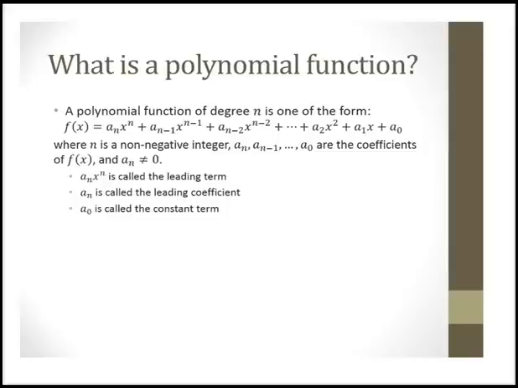Alright, so degree n, notice that will be the highest degree on the variable. We call a sub n x to the n the leading term of the polynomial. We call a sub n the leading coefficient, and a sub 0 is called the constant term.